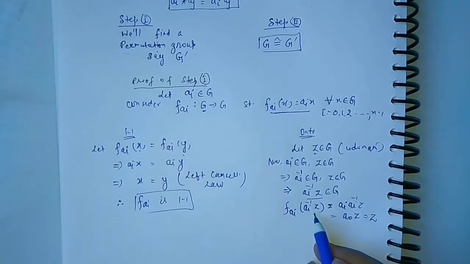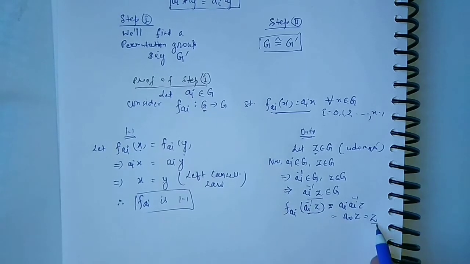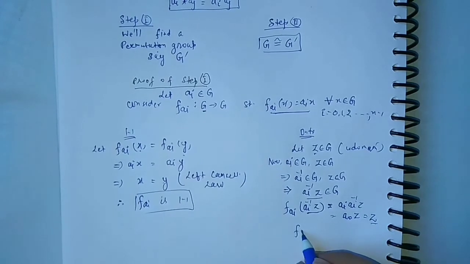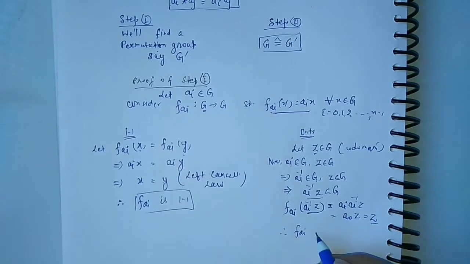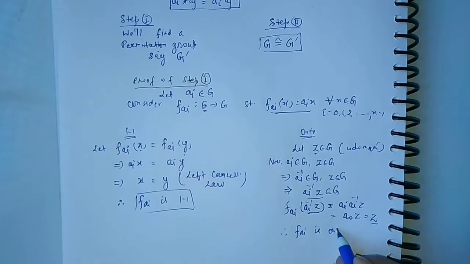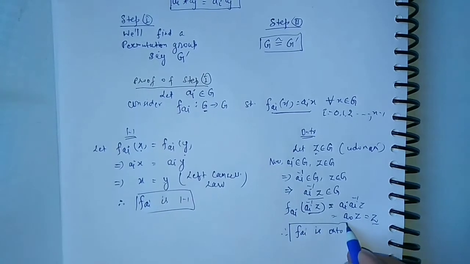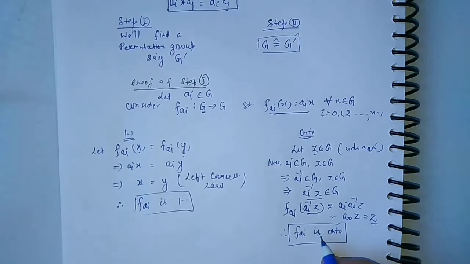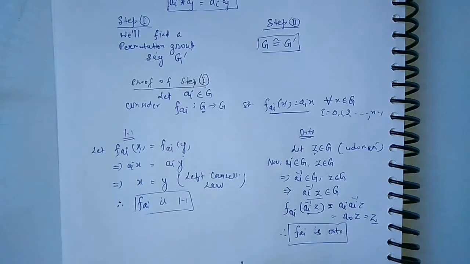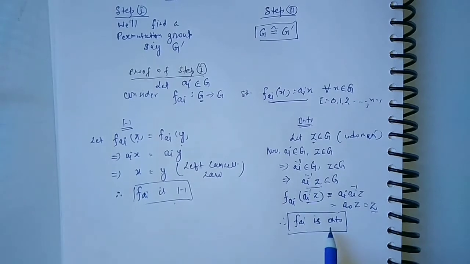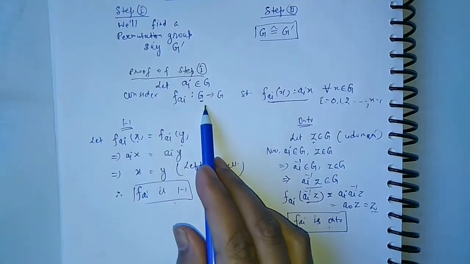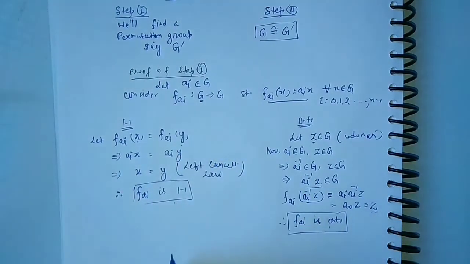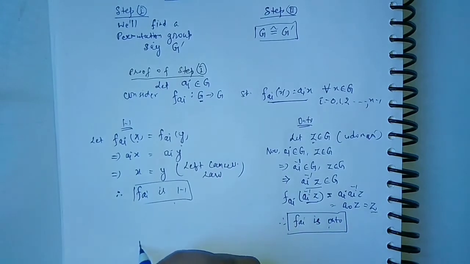So we got that this element is the pre-image for z from the codomain. So we can say that this function f(ai) is onto, because every element from the codomain has a pre-image in the domain. So it is onto. Now we have proved that it is one-one and onto both on the group G. So this function is a permutation by the definition of permutation.